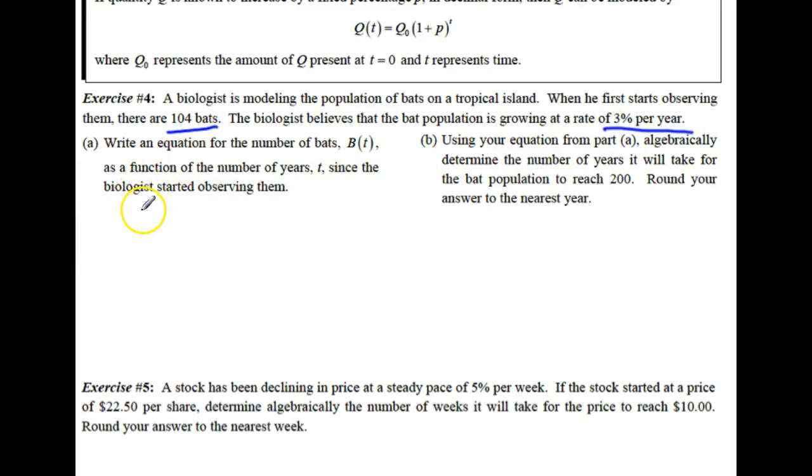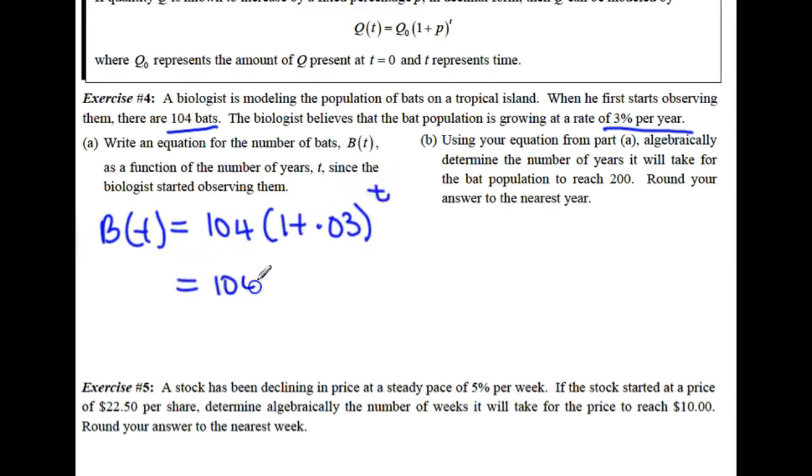Write an equation. So this is just like we used to write. It can be B of t, that's what they tell us. My starting is 104, 1 plus 0.03 raised to the t, which is the same thing as 104 times 1.03 to the t. Either one works. This is like an exponential growth. Now it says, using this equation, algebraically determine the number of years it would take the bats to reach 200. Round your answer to the nearest year. So I know 104 times 1.03 to the t has to equal 200.